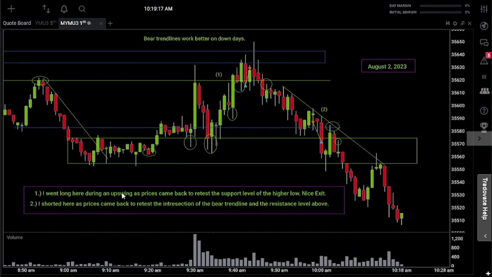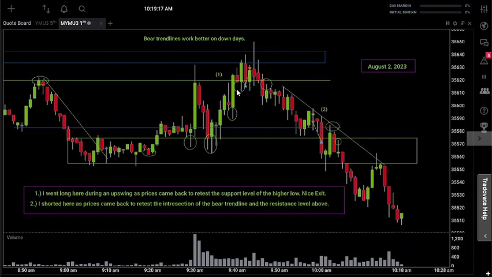Now, I went long here during the upswing as prices came back to retest the support level of a higher low, and this was on August the 2nd. Now you're looking at this trade saying, okay, it was positive, but this trade was only for maybe 20 something points. This trade could have been maybe 30 to 40 points if I would have bought low.